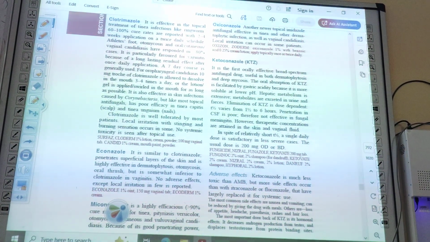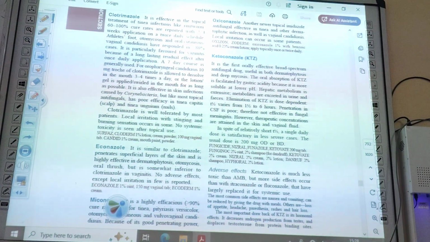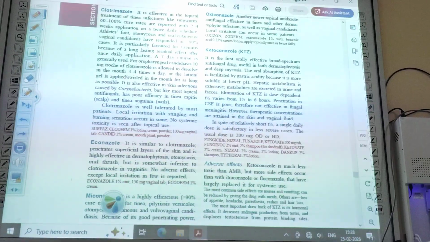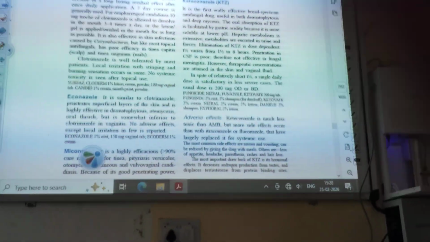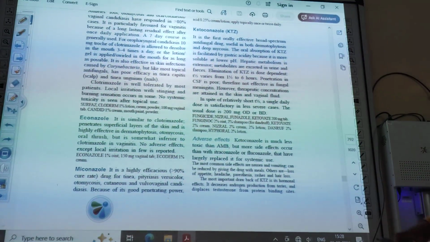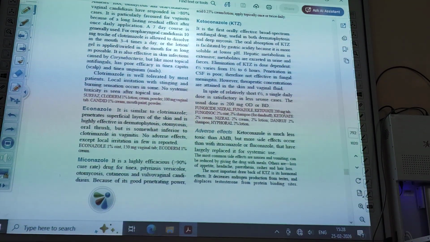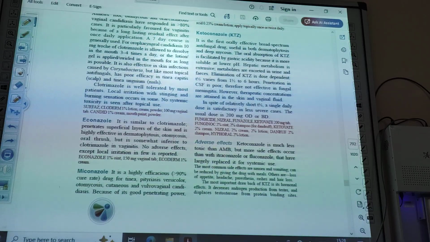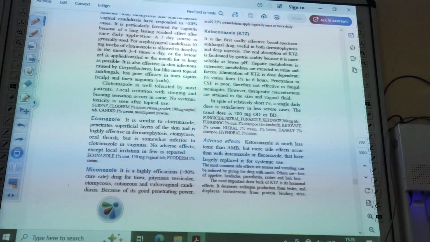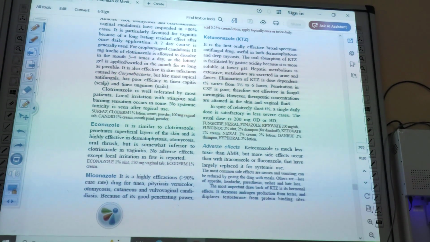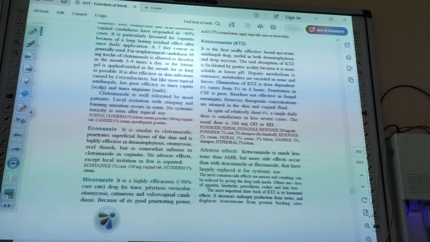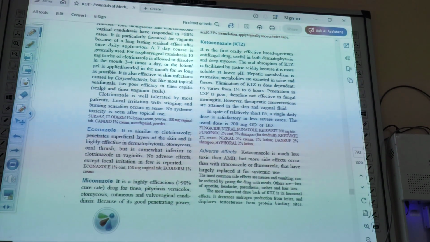It is useful in both dermatophytosis and deep mycosis, the deep fungal infections. The oral absorption of ketoconazole is facilitated by gastric acidity because it is more soluble at lower pH. In the acidic medium, the absorption of ketoconazole is more. Hepatic metabolism is extensive. Metabolites are excreted in urine and feces. Elimination of ketoconazole is dose dependent.